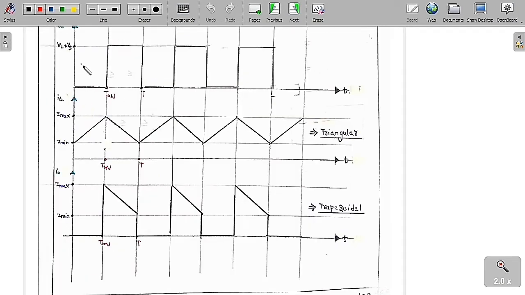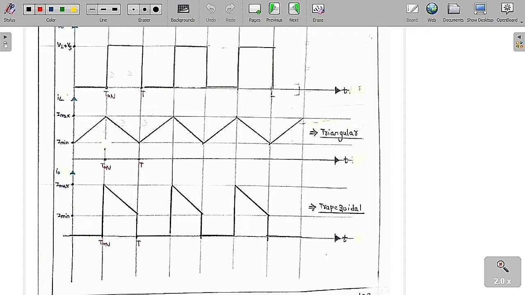Whenever the chopper is on, you can see clearly from the circuit diagram that the output voltage is equal to 0, meaning the inductor is going to be charging. IL is the inductor current, and it is going to get charged from I minimum to I maximum. We can say clearly that in that period the diode is off. Therefore the output voltage is equal to 0, and the output current is also equal to 0 in that range.